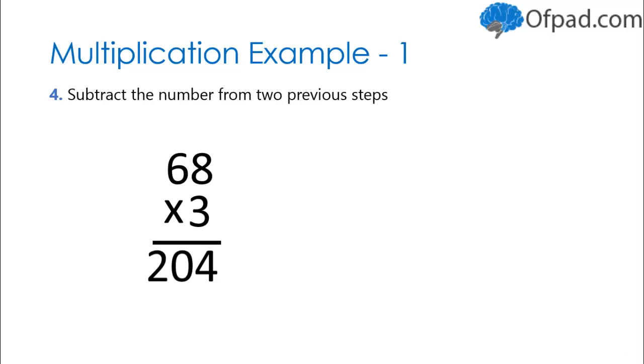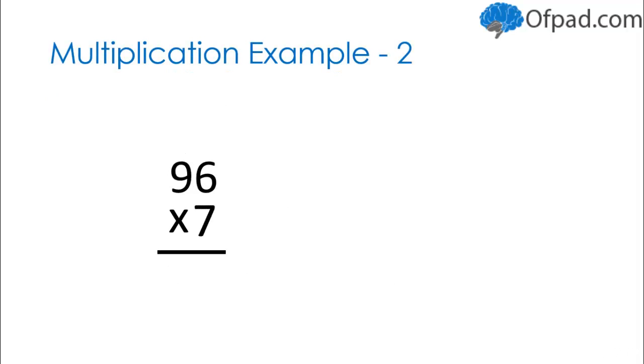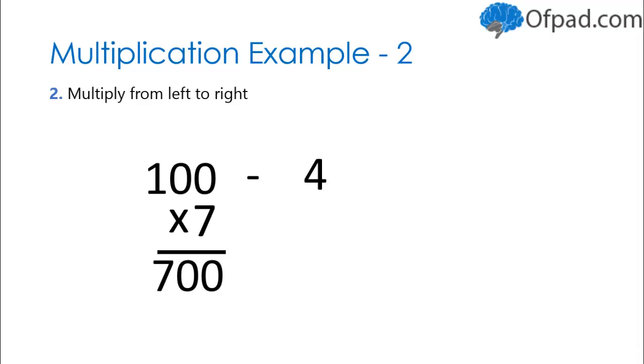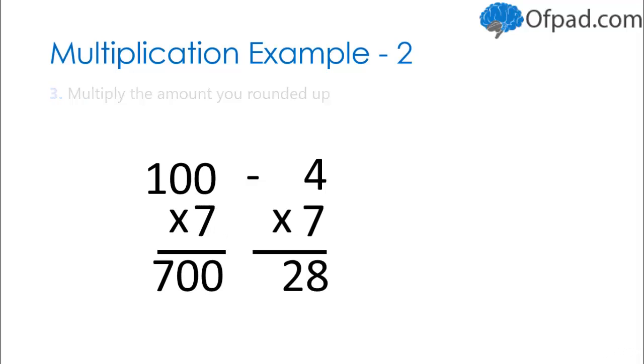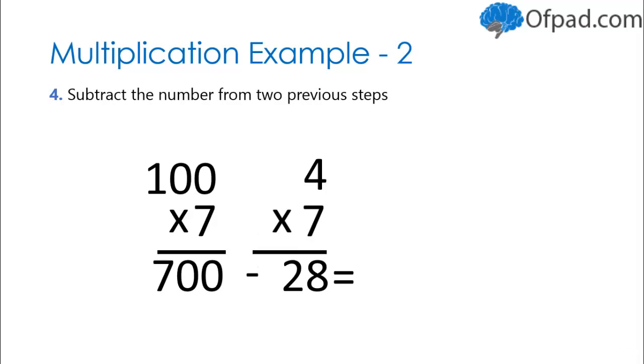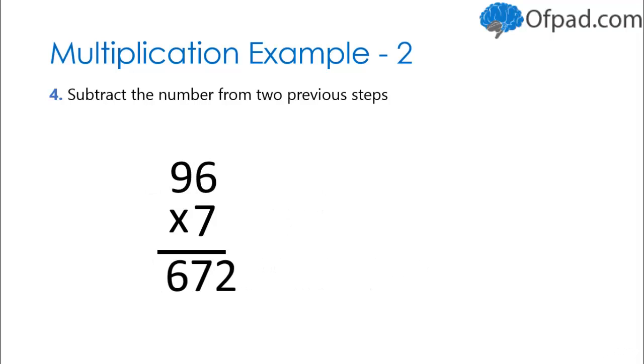Let us try another example. Multiply 96 by 7. Round up the number. So we round up 96 to 100. We've rounded up by 4. Multiply left to right. Multiply 100 by 7 and you will have 700. Multiply the amount you rounded up. 4 into 7 gives 28. Subtract the number from the previous two steps. 700 minus 28. And now you have the final answer 672. If you have trouble with subtraction, remember that the last digits add up to 10 and the other two digits add up to 9.